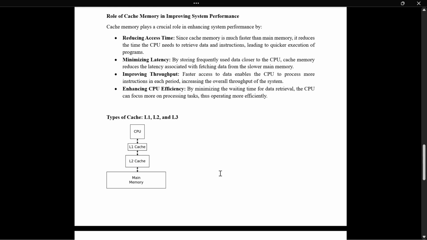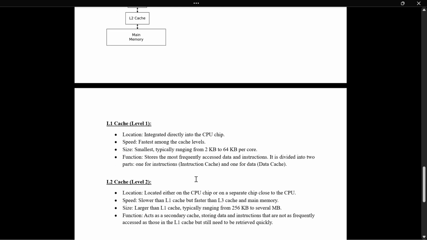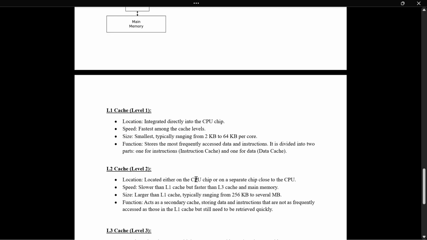So there are three types of cache: L1, L2, and L3. So this is a CPU, L1 cache, L2 cache, and the main memory, in between the CPU and the main memory. L1 cache is integrated directly into the CPU chip. It is the fastest among the cache levels and the smallest, ranging from 2 KB to 64 KB. Function: stores the most frequently accessed data.